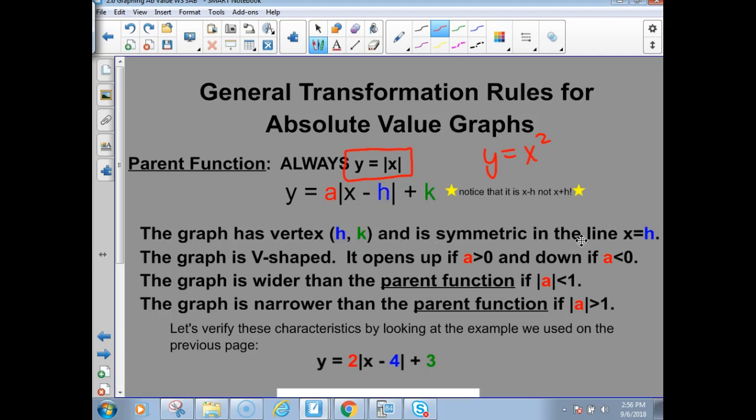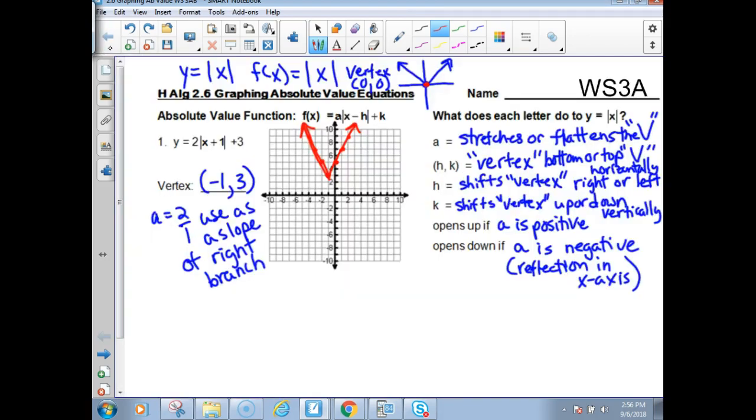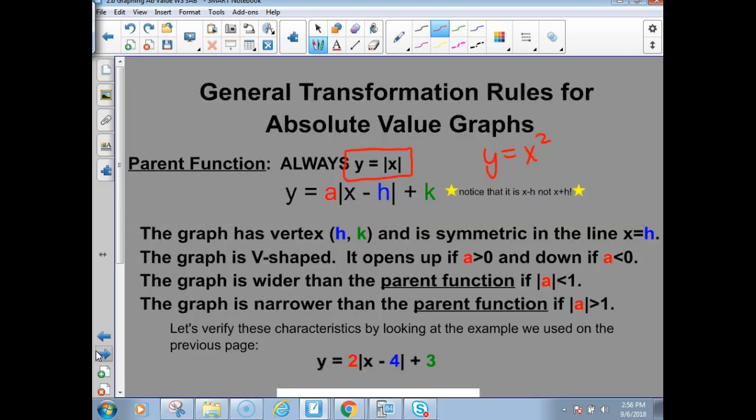It has, oh, by the way, symmetry in the line x equals h. Let me show you what that meant on the last graph. There's symmetry on this line right here, this vertical line where x equals h. That's a vertical line at -1. So that would cut that V in half. That's why it has the matching branches. Okay, the graph is V-shaped.